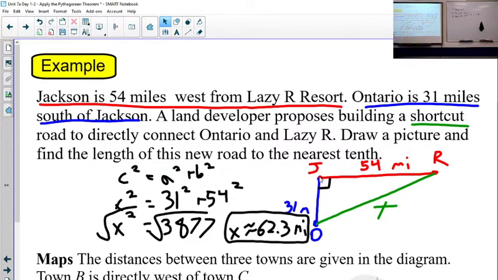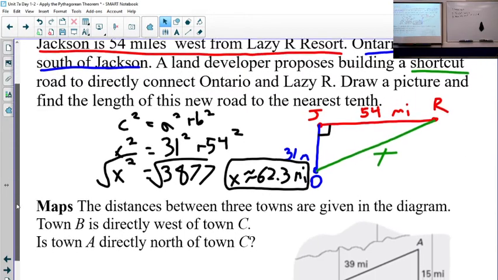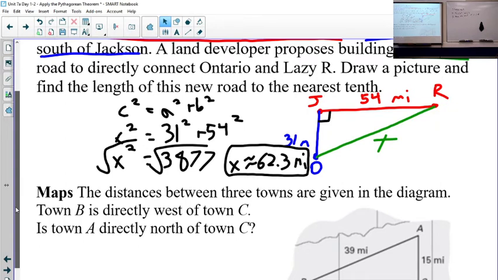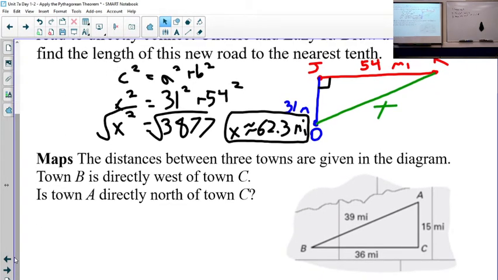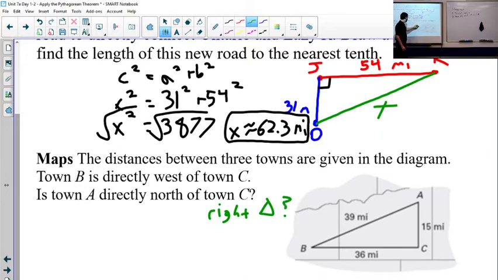Now, when we read the next example, distances between three towns. Town B is directly west of town C. Is town A directly north of town C? And so another way to ask this question is to ask, is that a right triangle? That's what we're really asking.